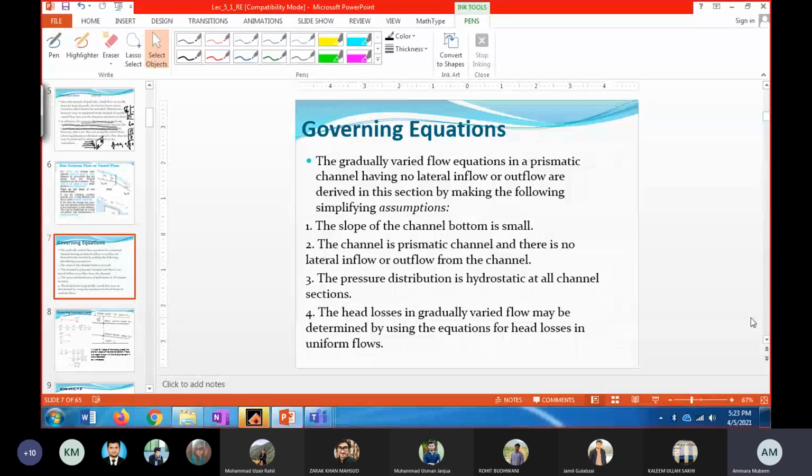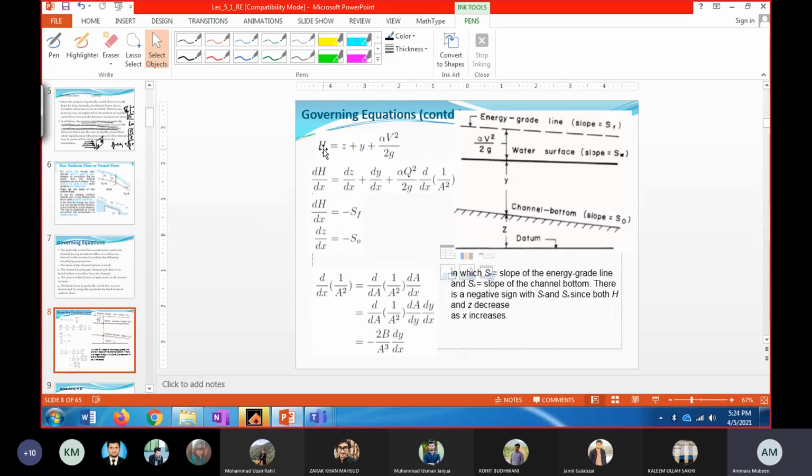Okay, so we are going to derive the governing equation. So just check the first equation. You already know about that. It is actually the energy equation. Check the figure, please. This is the datum. This is the channel bottom. And what about this? This is the water surface. And this dashed line is the energy grade line.